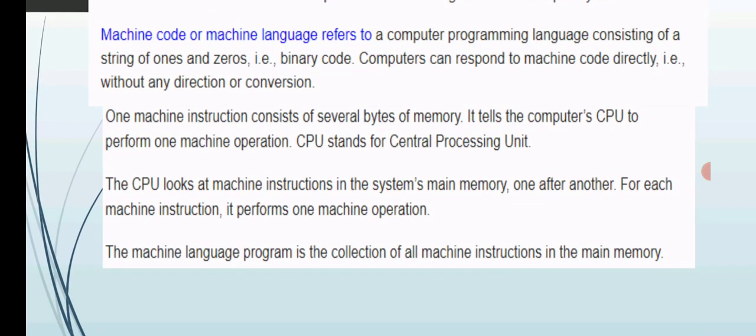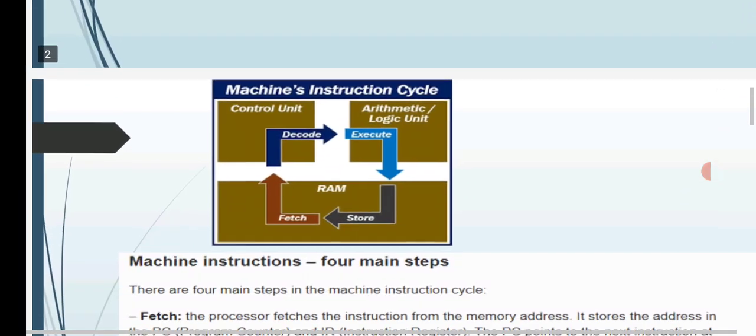One machine instruction consists of several bytes of memory. It tells the computer CPU to perform one machine operation. CPU stands for Central Processing Unit. The CPU looks at machine instructions in the system's main memory, one after another. Each machine instruction performs one machine operation. The machine language program is the collection of all machine instructions in the main memory.